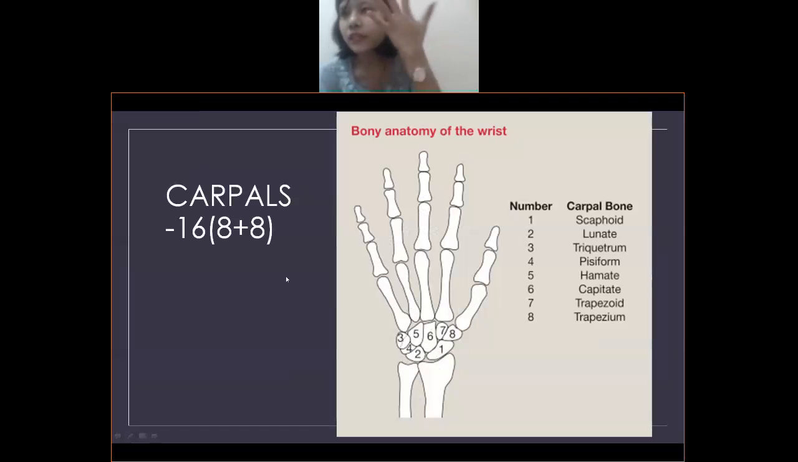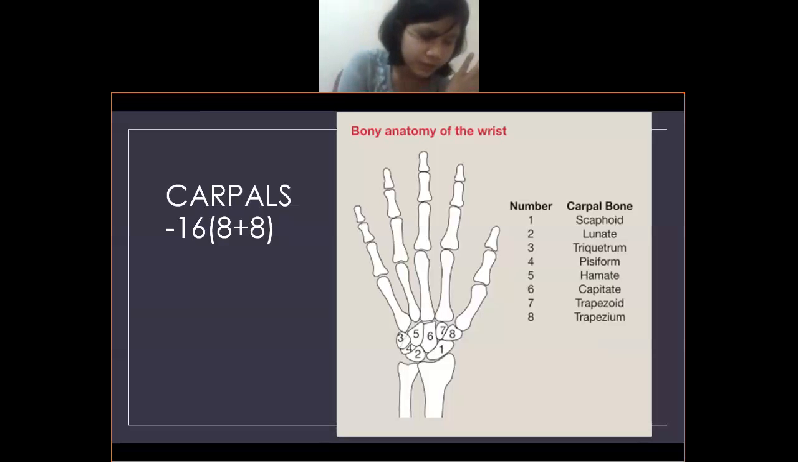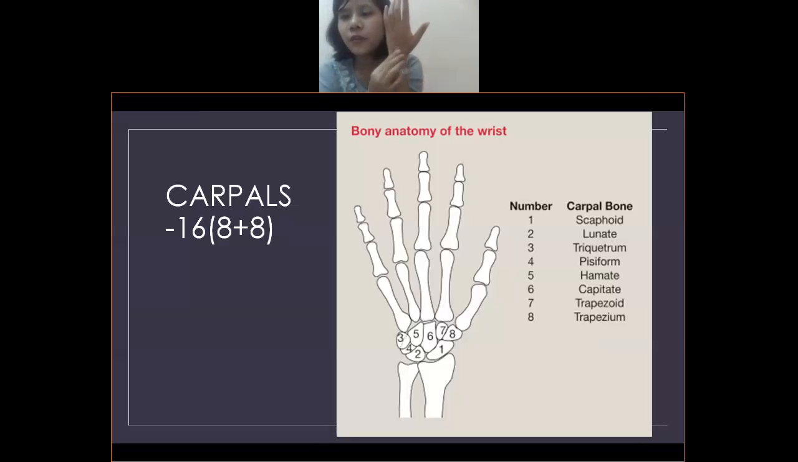Next is your carpals. This part is your carpals. So how many carpals will you have? Here 8, here 8. Both sides 8. So total 16. 16 carpals you have.